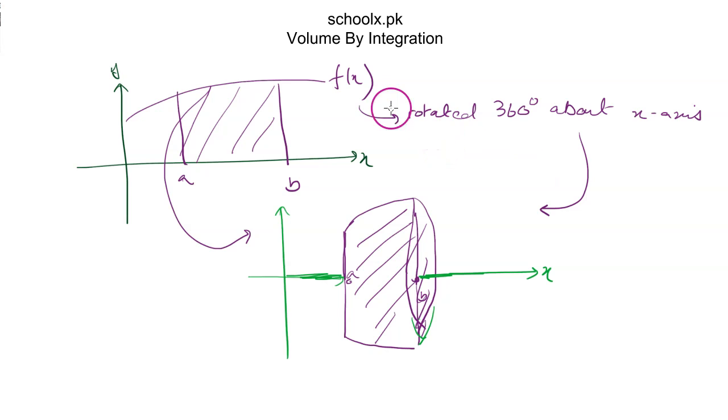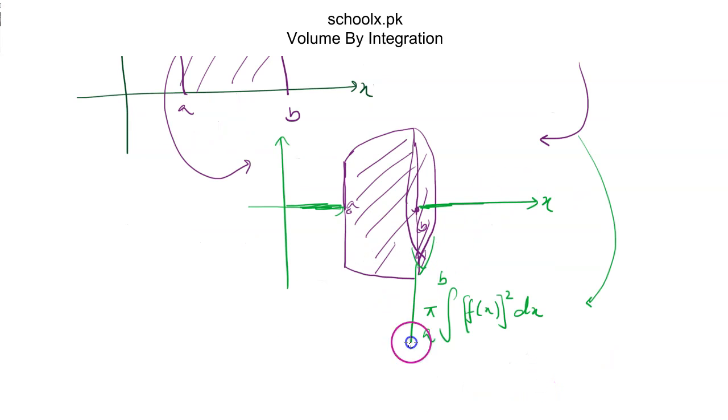So if they ask you to find the volume by integration when this portion AB of the curve f of x is rotated 360 degrees about the x-axis, just simply use this formula, which is pi integral from A to B of f of x squared dx. Alright, f of x squared dx. This will give you the volume when f of x is rotated 360 degrees about the x-axis. Alright, so see, it's pretty simple.